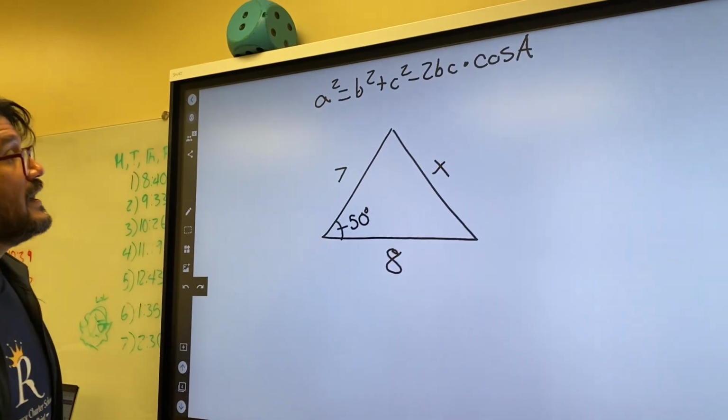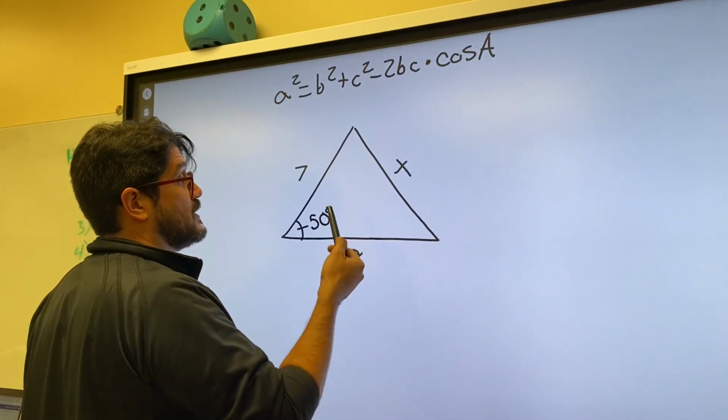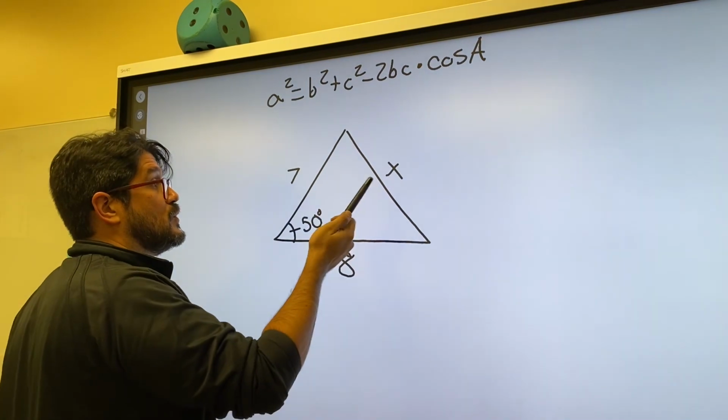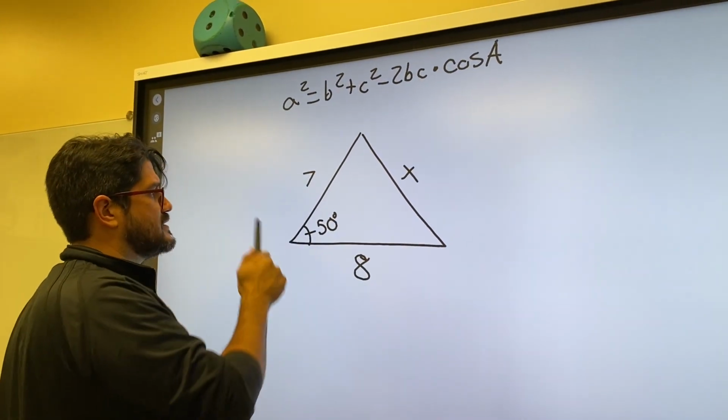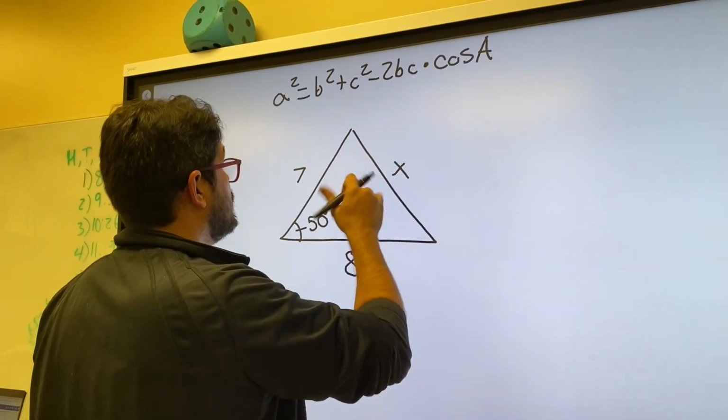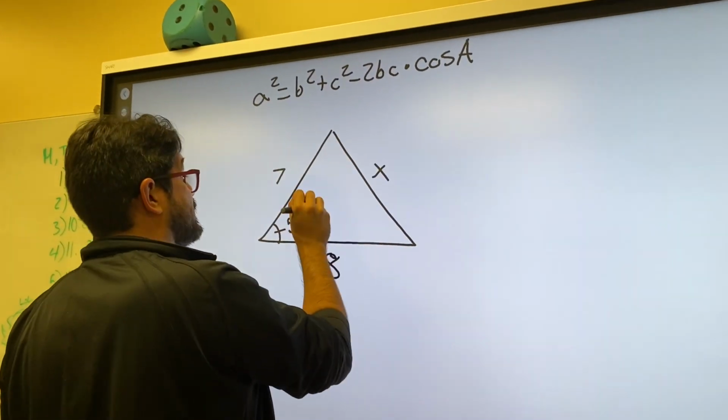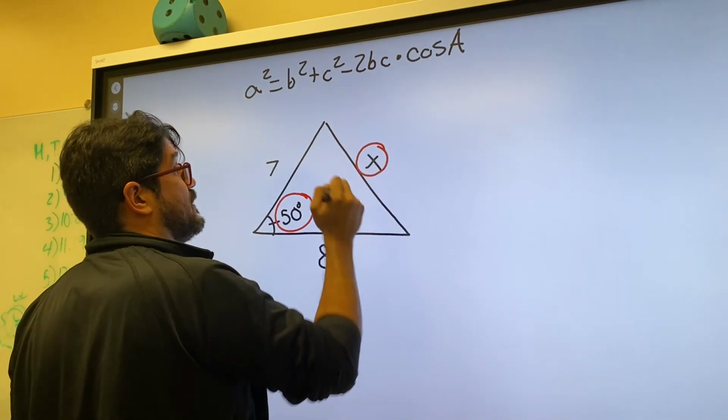All right, we're going to be using the cosine formula to solve for this missing side. You can use the cosine formula when you're given the other two sides and the angle between, sort of like a side angle side situation. So now we're going to write this formula out. This is A, the angle, and this is A, the side.